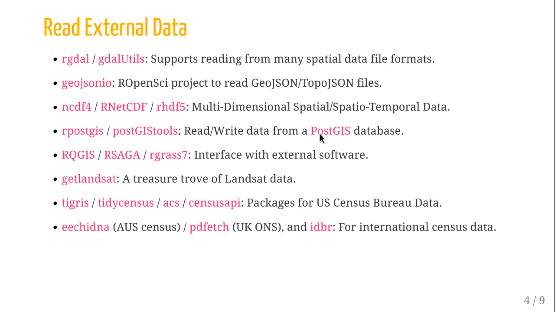getlandsat is a newer package that I saw, which has an amazing amount of Landsat data. If you are doing that kind of analysis, getlandsat is your one place to go. It'll pretty much give you a lot of Landsat data just by calling simple APIs. The second to last one is more US centric: the tigris, tidycensus, and acs Census APIs. These are packages used for accessing US Census Bureau data. Pretty much everything that is Census Bureau related you can access from here, with historic data going all the way back to the 90s or 60s or something like that.